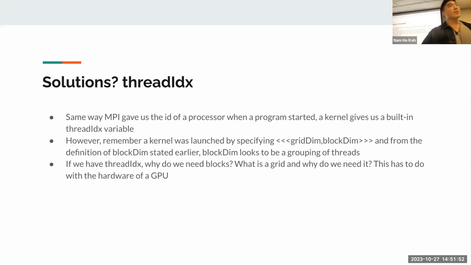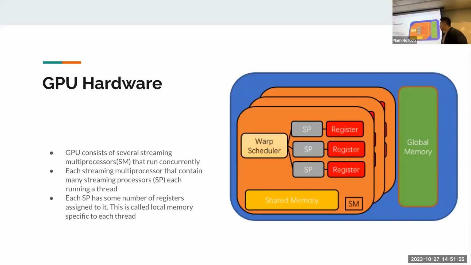Okay, and that really comes down to the GPU hardware you're working with. Okay, so this is a basic architecture of GPU hardware. So the GPU consists of several streaming multiprocessors that all run concurrently, and a bunch of these exist in the GPU. So you can think of it as multiple layers of these streaming multiprocessors. Okay, and each streaming multiprocessor contains multiple streaming processors within, which will each run a single thread. Okay, right. Are you guys following? And each single processor has a number of registers assigned to it, which is just local memory. And then any local variable created in the kernel goes to these registers. Okay. Any questions so far?